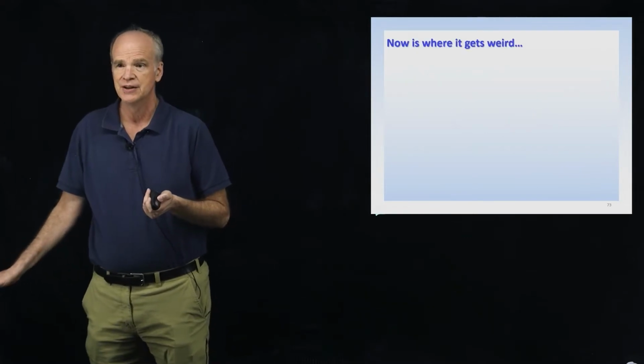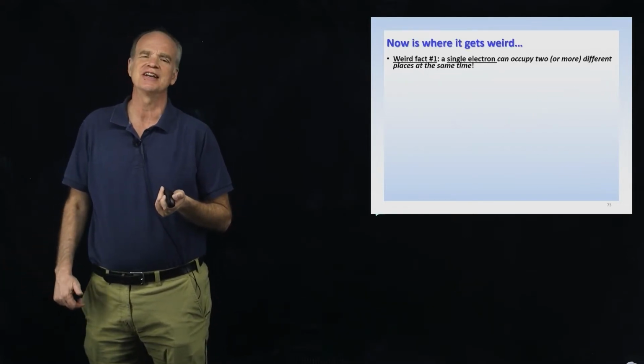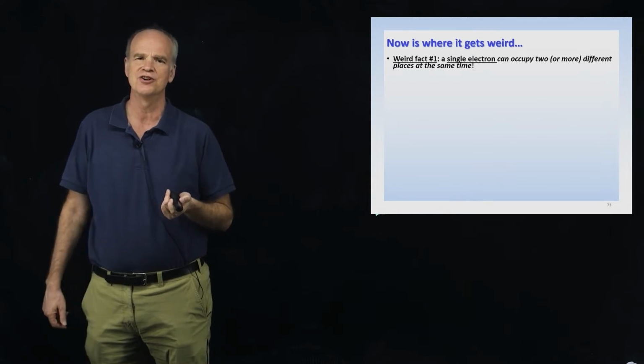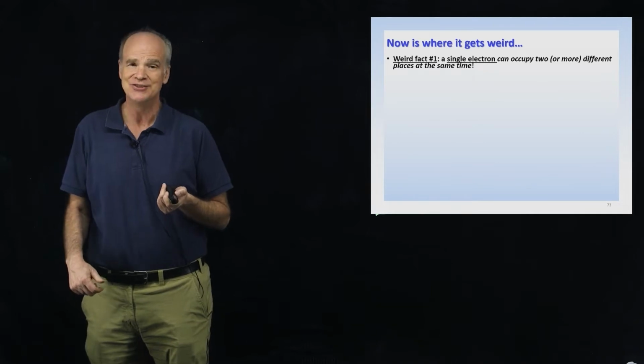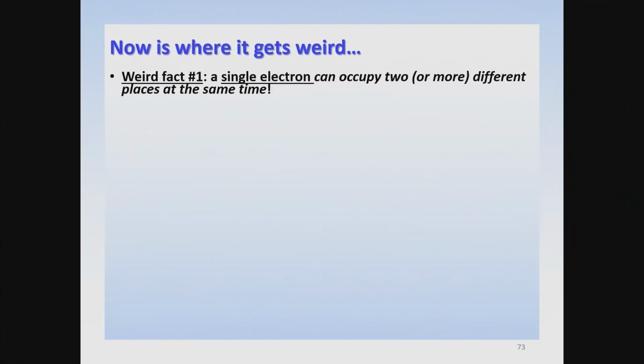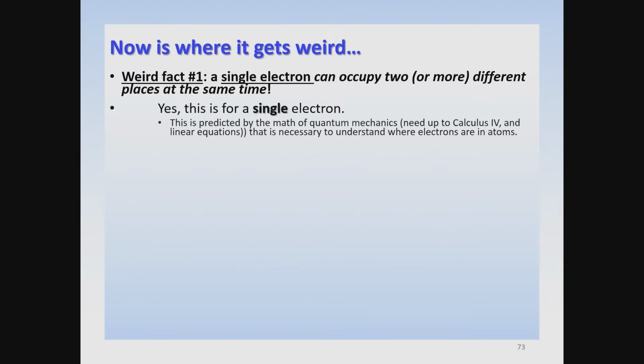So here we go. Now here's where things were getting a little bit weird. You might recall in an earlier presentation I mentioned the fact that electrons can actually be in two different places at the same time in an atom. Now I know that's very hard to believe. This is actually predicted by the pretty advanced mathematics that you use in quantum mechanics to describe electron behavior, but that is really the major implication, is that electrons can be found in more than one place at the same time. And yes, this would apply for a single electron.